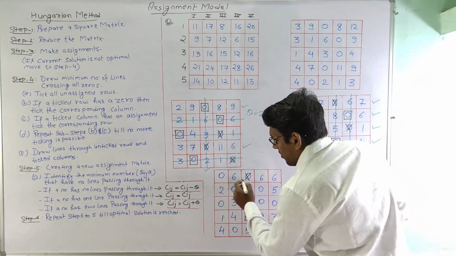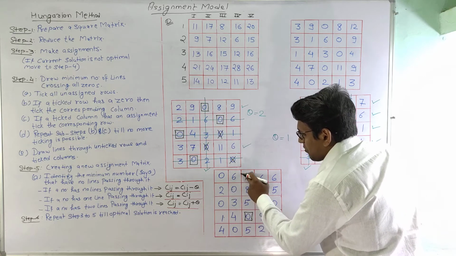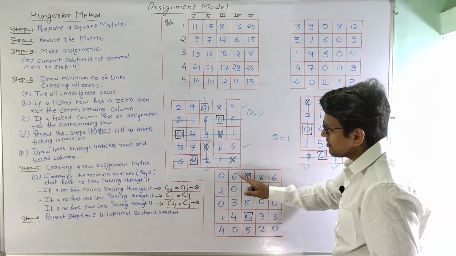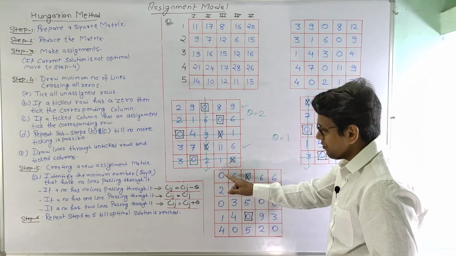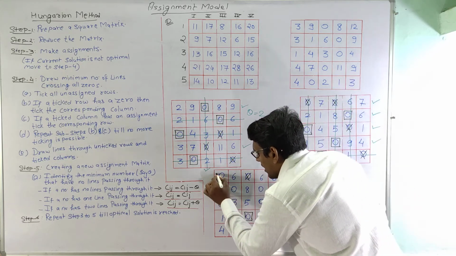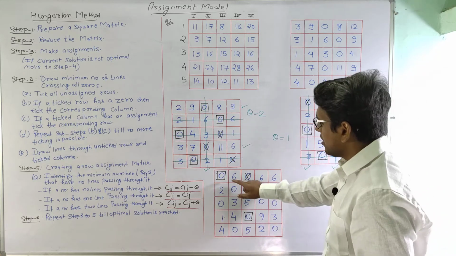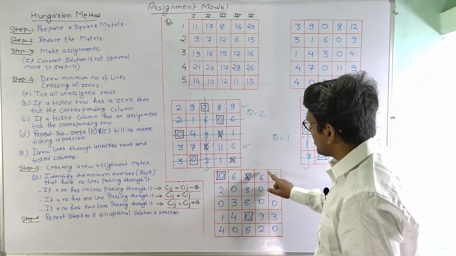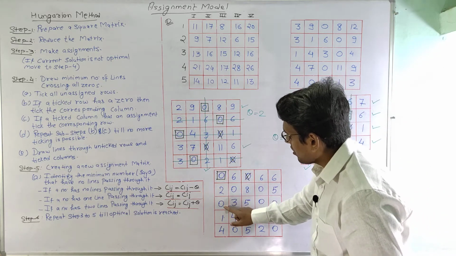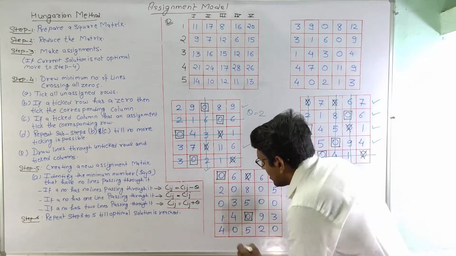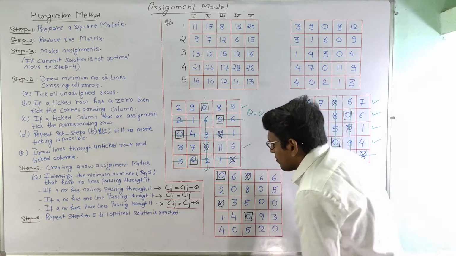We will see that in row 1 there are 2 zeros but one 0 has been cancelled out. That means there is only one eligible 0 for assignment, so we will assign this 0. Once this 0 is assigned, no more assignment can be done in this row and in this column. So once this is assigned, this 0 has to be cancelled out.